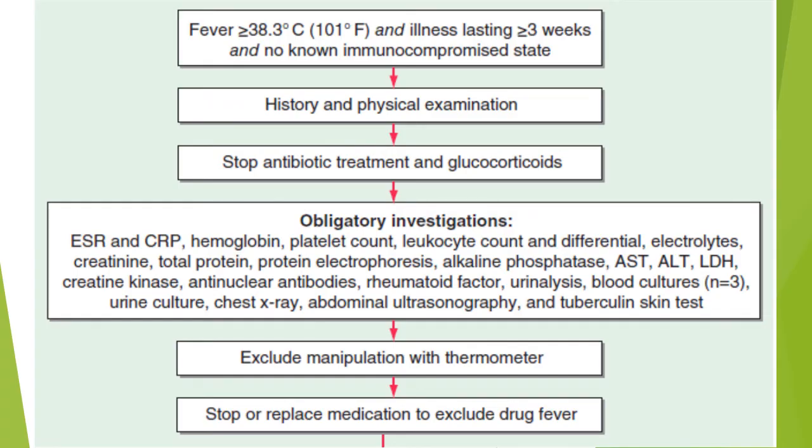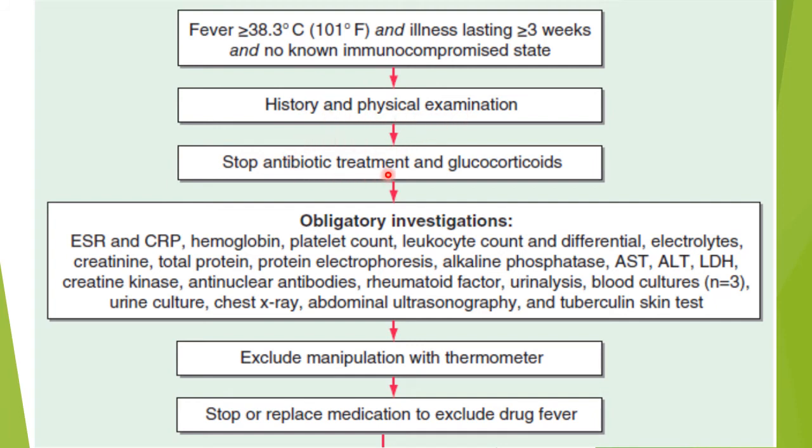So let's go to this chart which demonstrates how to approach pyrexia of unknown origin. This is the definition of pyrexia of unknown origin. Fever more than 38.3 degrees Celsius or 101 degrees Fahrenheit, and illness lasting more than 3 weeks and no known immunocompromised state. We first take history and physical examination.